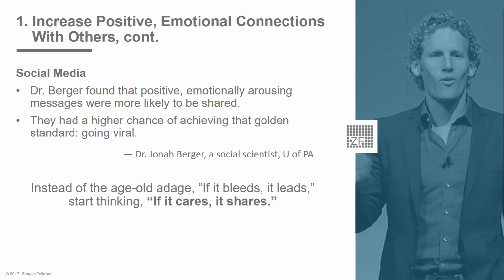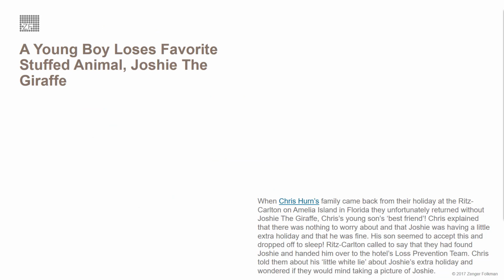So a good example of that is this story about Chris Hearn and his family. They went to Amelia Island, stayed at the Ritz-Carlton, and when they returned, they found out that they had left Joshie, the giraffe, back at the hotel. They'd lost him. This was Chris's son's best friend, and so he was very upset and had a hard time going to sleep. And so that night, Chris told his son that Joshie just decided to have a little more vacation time. And that night, the Ritz-Carlton called, and they said they'd found Joshie in the laundry.